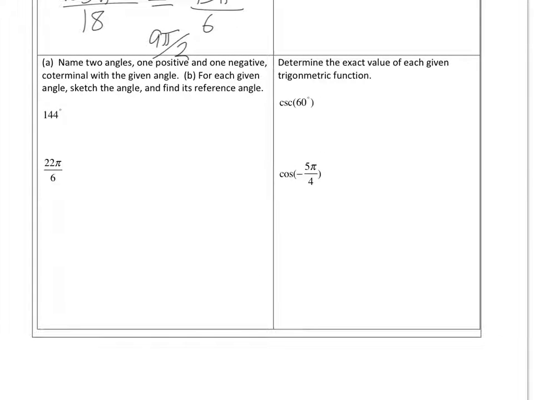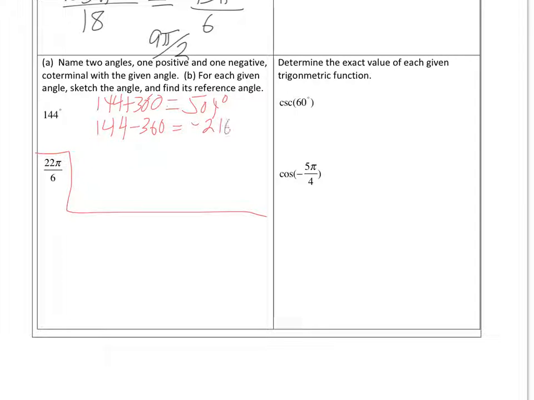For the next part, I don't know why this is not labeled with numbers, but that's okay. We've got to find some coterminal angles, and we've got to do some sketching with reference angle. For 144, I'm going to do 144 plus 360 to give me my first coterminal angle, and that's going to be 504 degrees. And then I'm going to do 144 minus 360 to find my other coterminal angle, which is going to be negative 216 degrees.